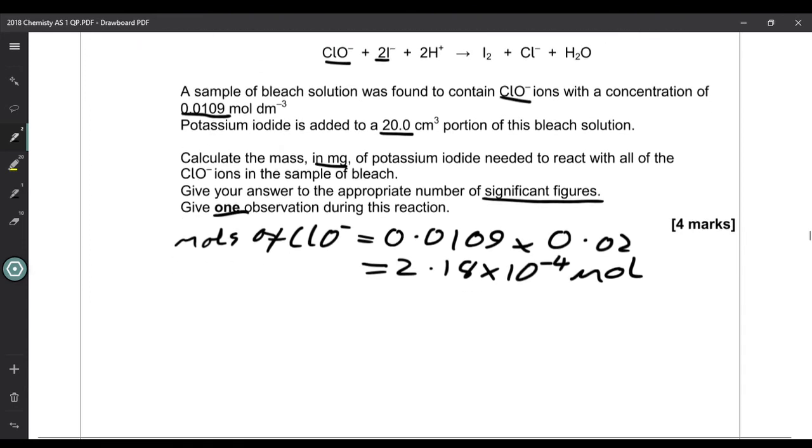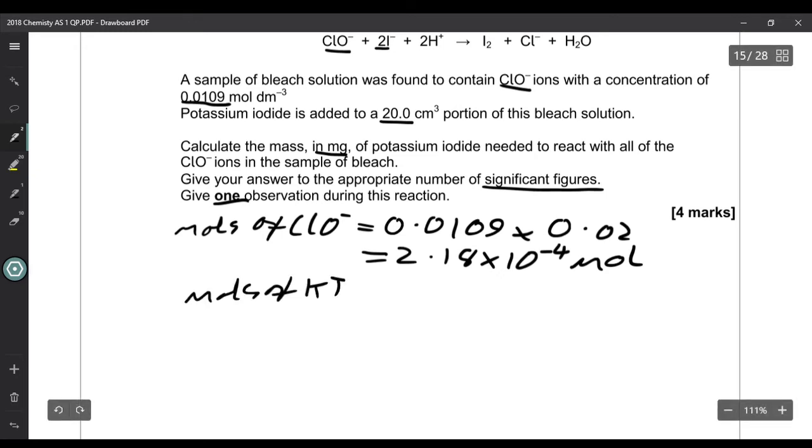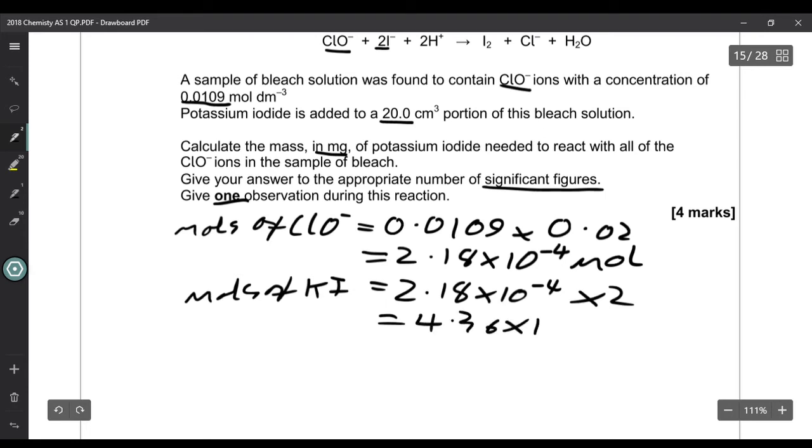So we're going to have to work out how many moles of potassium iodide we're going to have to add to that. Now remember, we need to add 2 for every molecule of the ClO minus. So the number of moles of KI is going to be the 2.18 times by 10 to the minus 4 times by 2, because of that ratio, and that equals 4.36 times by 10 to the minus 4.